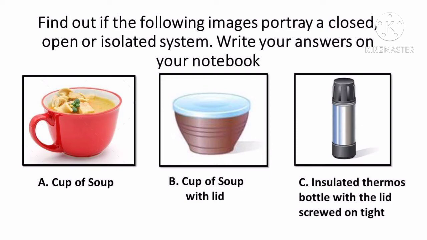Check your own paper. Letter A. Cup of soup is considered as an open system. Are you correct? Letter B. The cup of soup with lid is considered as a closed system. And for letter C, the insulated thermos bottle with the lid screwed on tight is considered an isolated system.